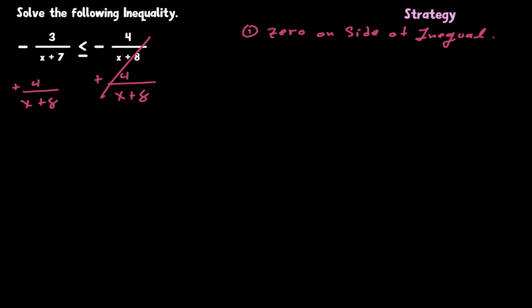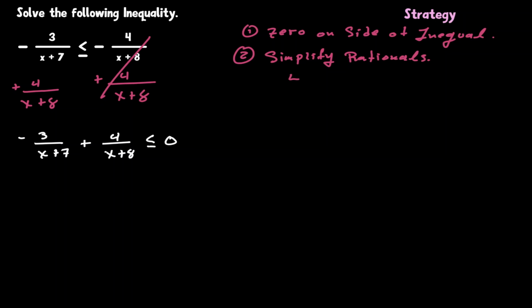And now let's write our result. We'll get negative 3 divided by x plus 7 plus 4 divided by x plus 8 less than or equal to 0. So we're done with our first step. Now that we have this, let's rewrite the problem just using one rational function, which I'm just going to call simplify the rationals. Well, one way to do that is to make sure that both rationals have the same denominator. Because after that, we can combine fractions.